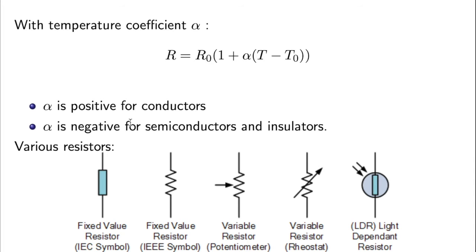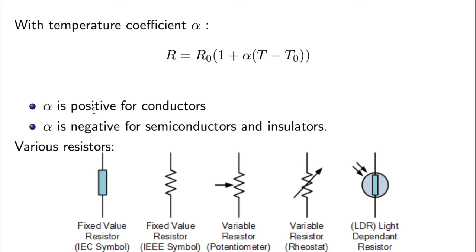Resistance is greatly influenced by temperature, and the temperature dependency is explained by the relation R equals R0 times 1 plus alpha into T minus T0, where alpha is the resistance temperature coefficient. This has a positive value for conductors, whereas its value is negative for semiconductors and insulators.